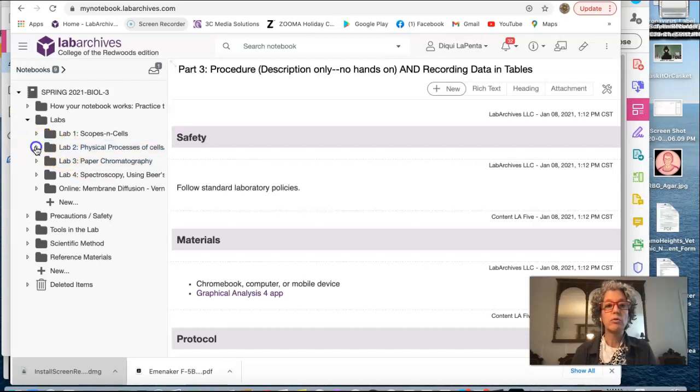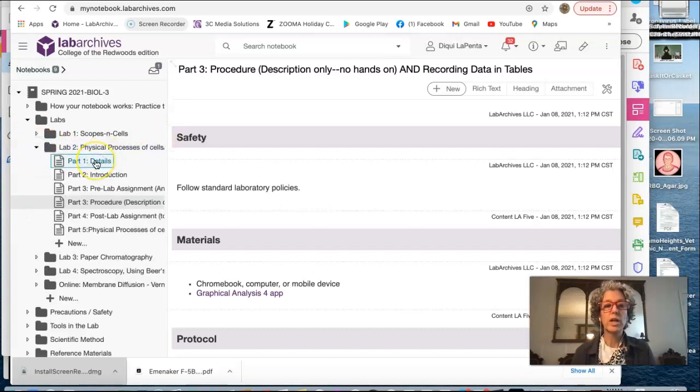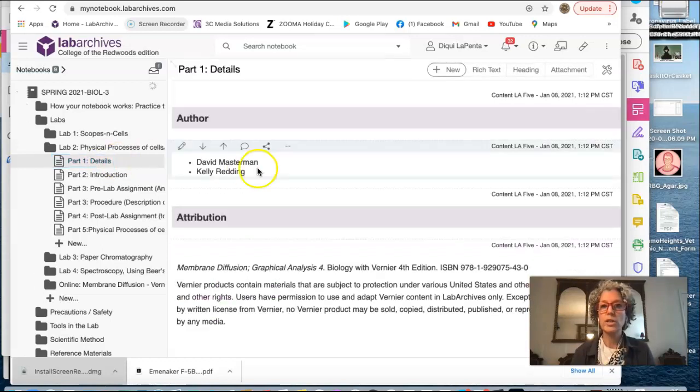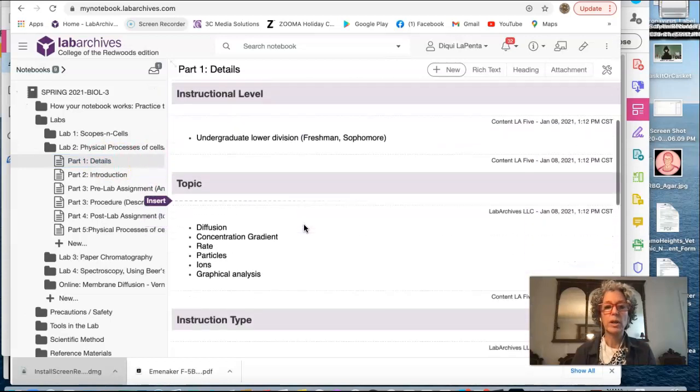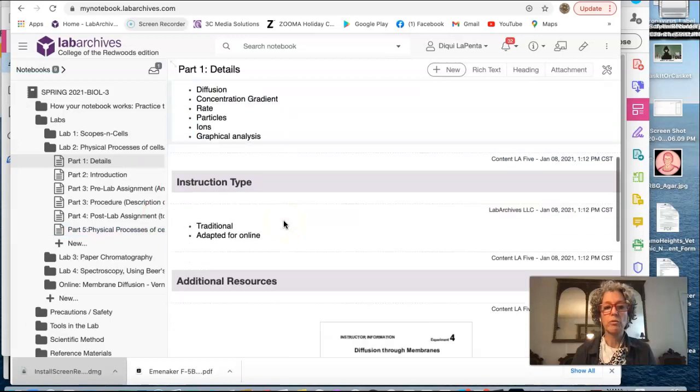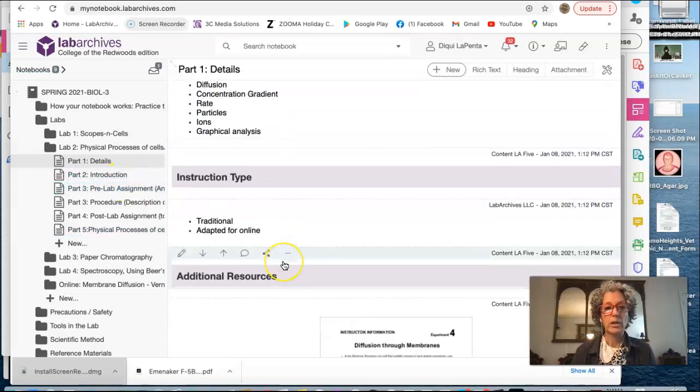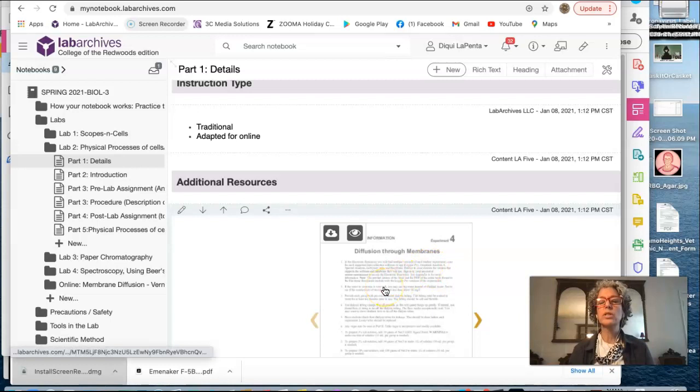And so when you go to your physical processes of cells, and the computer has been tragically slow, this is just telling you where it came from. These are the topics we're going through. And there are some additional resources.